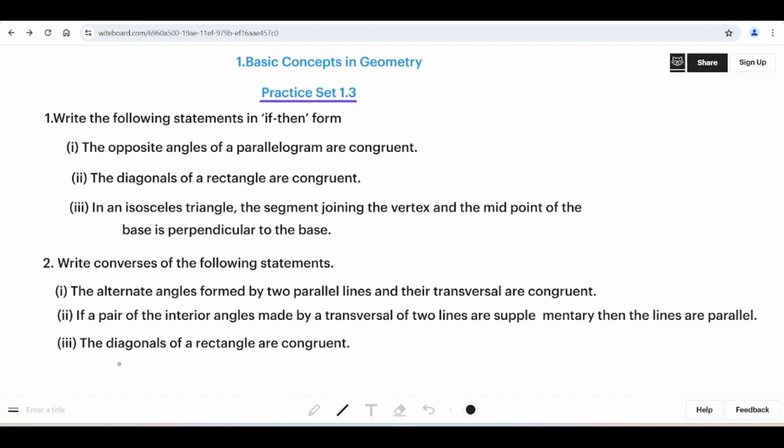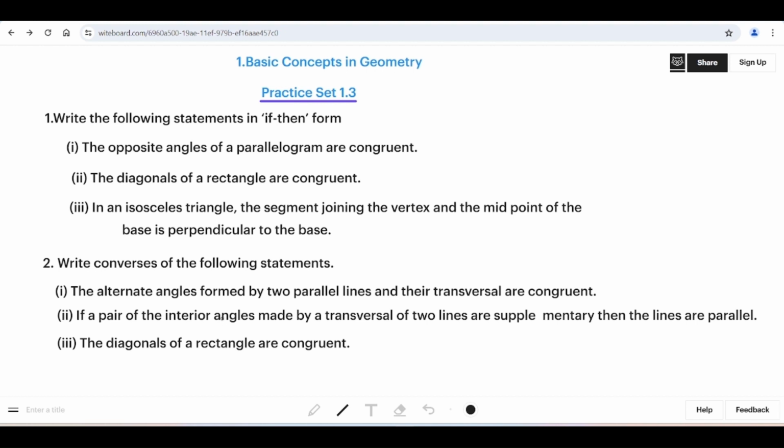Similarly, the third question is: the diagonals of a rectangle are congruent. Its converse can be: if the diagonals of a quadrilateral are congruent, then that quadrilateral is a rectangle. Quadrilateral is a common term for square, rectangle, rhombus. So to mention, if a quadrilateral has congruent diagonals, then that quadrilateral will be a rectangle.